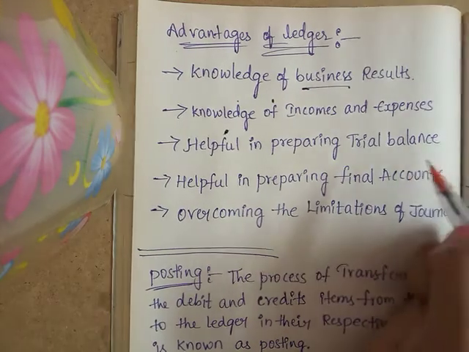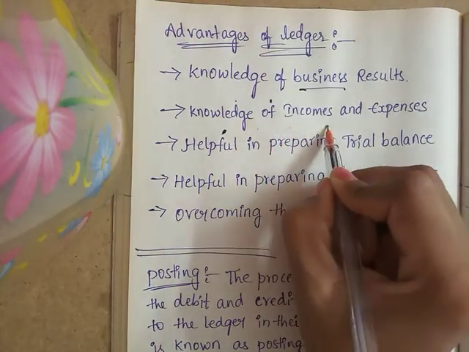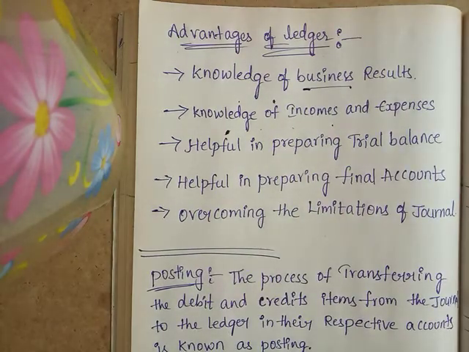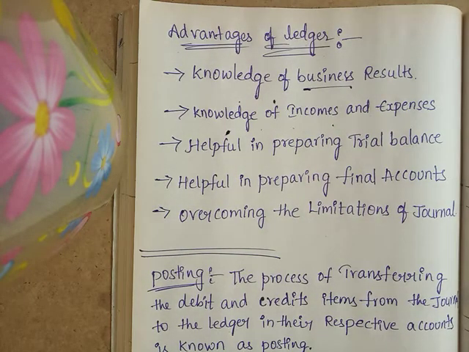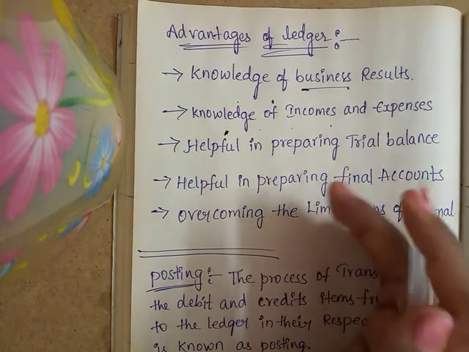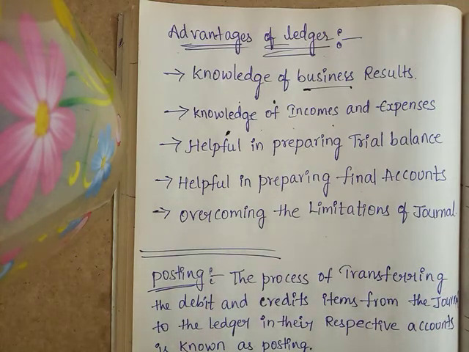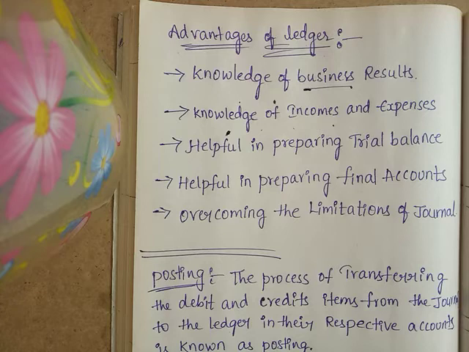Next is knowledge of incomes and expenses. See here, a separate account is opened for each item of income and expense. Incomes means, for example, commission account or interest received account. Expenses means rent paid, electricity bill paid, and several other expenses. For all these incomes and expenses, we open a separate account in the ledger.